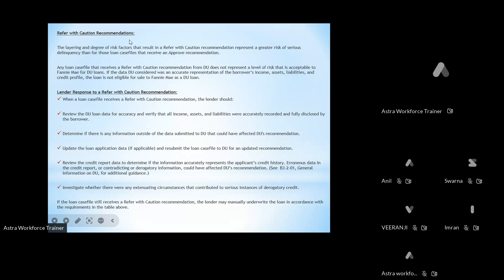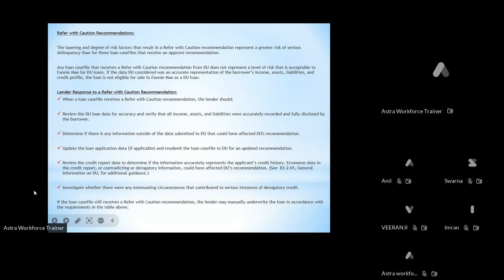Okay, refer with caution recommendation. Refer with caution recommendation is a layering of the degree of the risk factors that result. Refer with caution recommendation represents the greater risk of serious delinquencies for those loan case files that receive an approved recommendation. That means the borrower has a higher side of delinquencies. What are delinquencies? Late payments. Yeah, it's late payments, right? The borrower has a higher side of late payments.